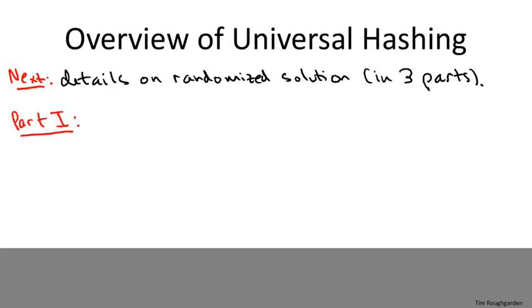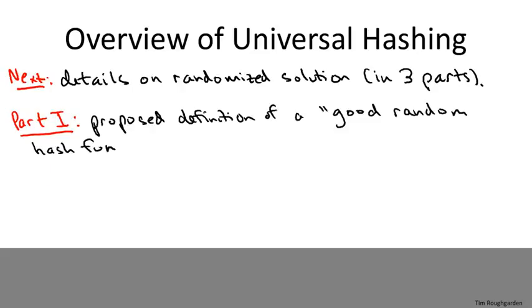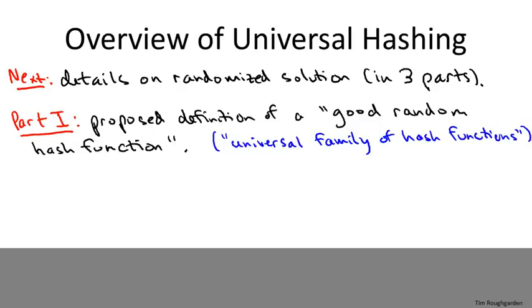In the next video, we're going to begin with a definition of what I mean by a family of hash functions, so that if you pick one at random, you're likely to do pretty well. That definition is called a universal family of hash functions. Now, a mathematical definition by itself is worth approximately nothing. For it to be valuable, it has to satisfy 2 properties.